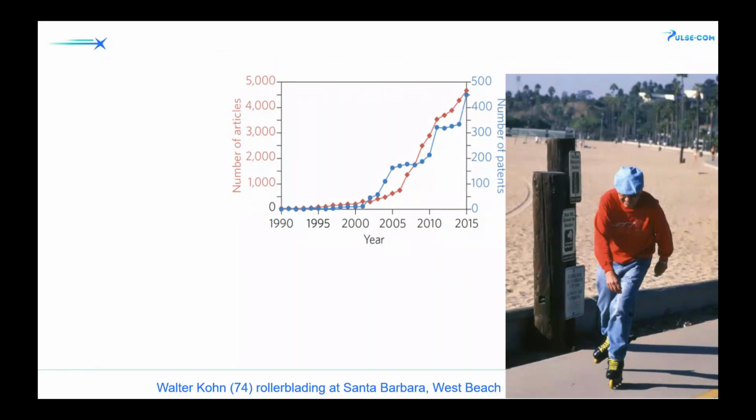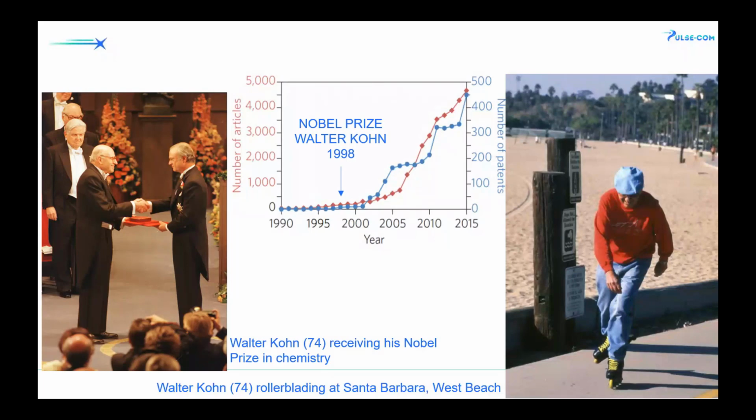Let's get back to the rollerblading grandpa. So he actually received a Nobel Prize for his equations and theorems in 1998, the same year as the rollerblading picture. He received the Nobel Prize from the Swedish Academy, and really things moved forward from there. And this is his legacy.